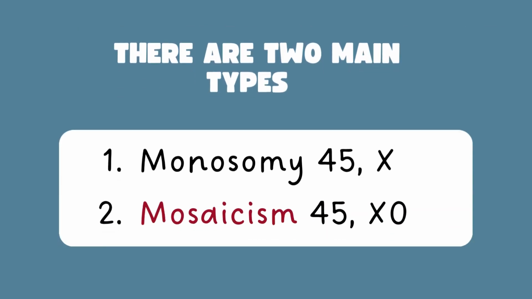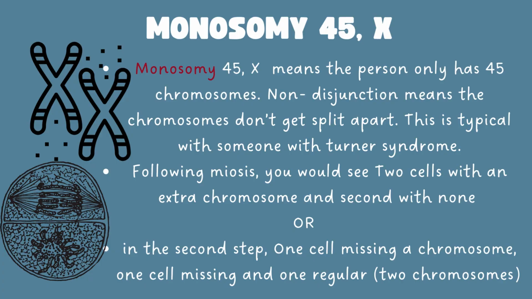There are two main types of Turner syndrome: Monosomy 45X and Mosaicism 45X0. Monosomy 45X means the person only has 45 chromosomes. With Turner syndrome during meiosis, non-disjunction can occur, meaning the chromosomes didn't get split apart. Following meiosis, you would see two cells with an extra chromosome and two with none. Or in the second step, one cell missing a chromosome, one cell with an extra, and one regular with two chromosomes.